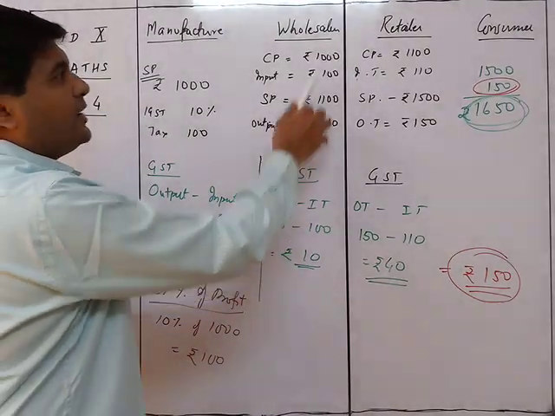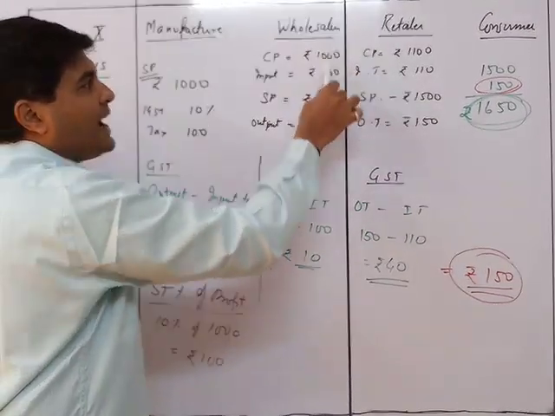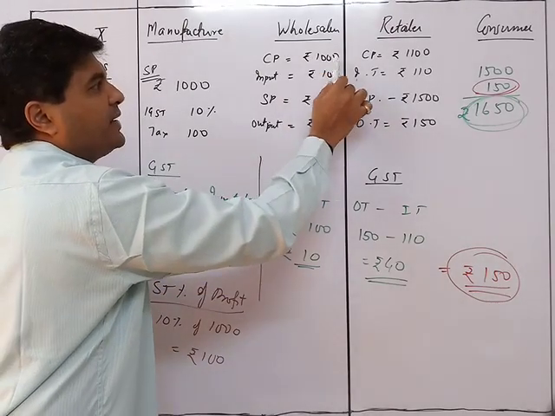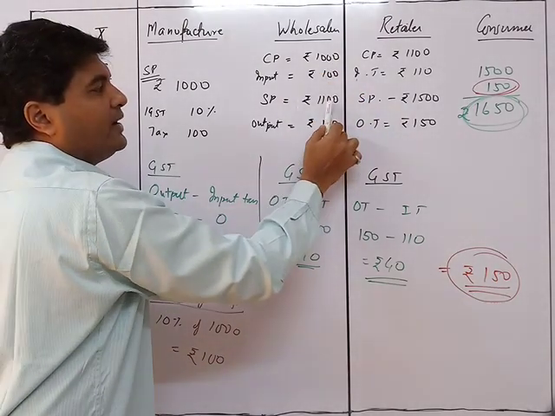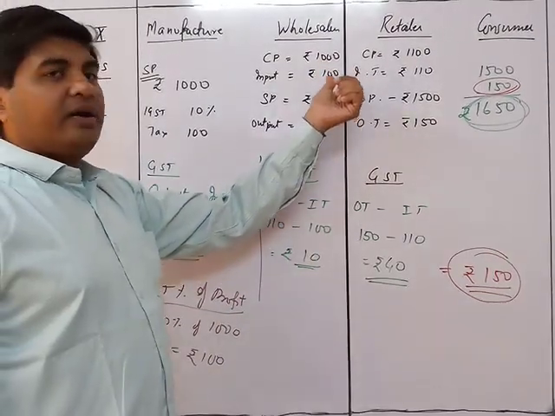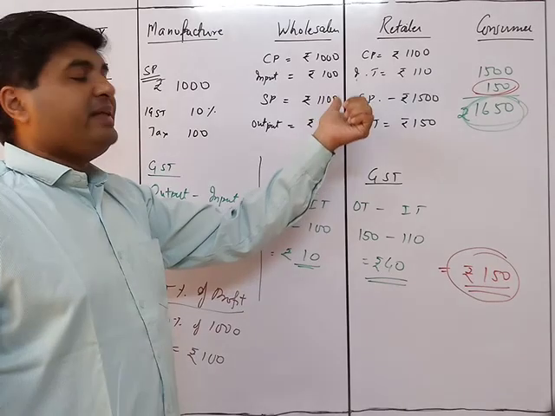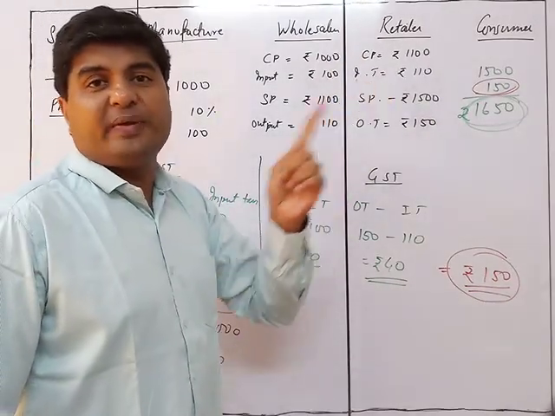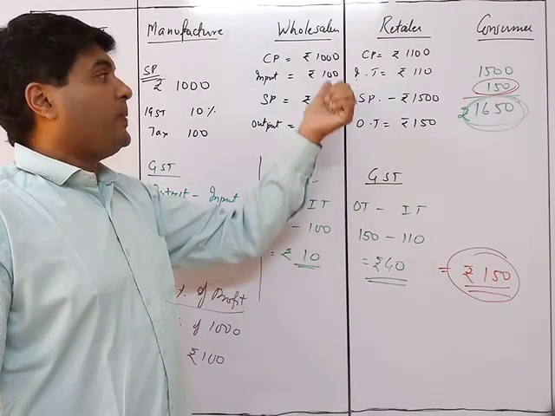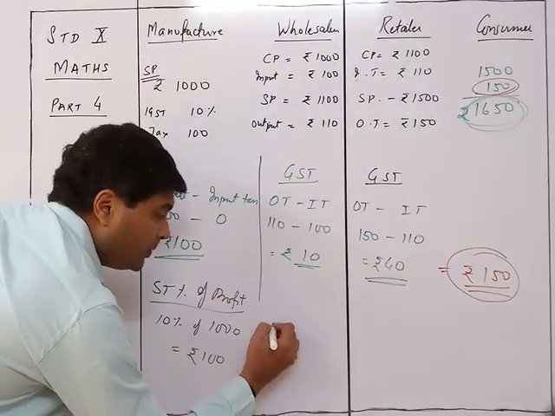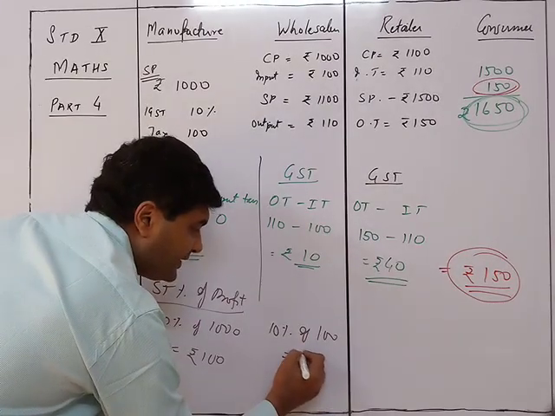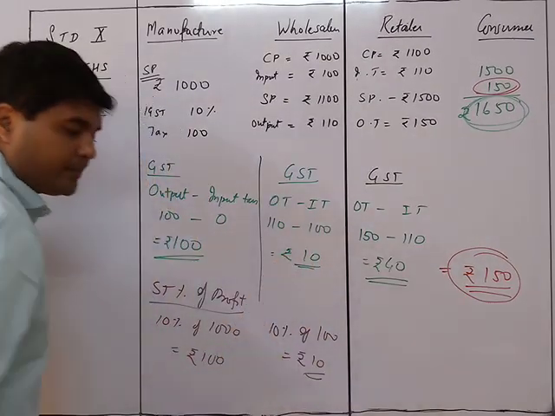Now, what is the value added by the wholesaler? The wholesaler added a value of rupees 100 because what he bought for 1000 rupees he sold for 1100. So when he is selling that item at 1100 which he bought for 1000, that means he has added a value of rupees 100 to the item. Hence the profit is rupees 100. Accordingly, 10% of 100 is rupees 10. This is the same as this one.